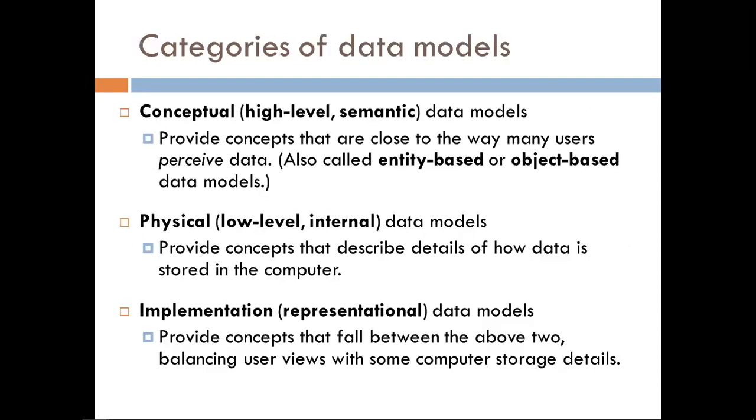Based on this data model, it can be categorized into three levels. The first level is the conceptual data model. It is also called a high level or semantic data model. The second category is physical. It is also called a low level or internal data model. And the last category is the implementation data model. So we want to build a college database.